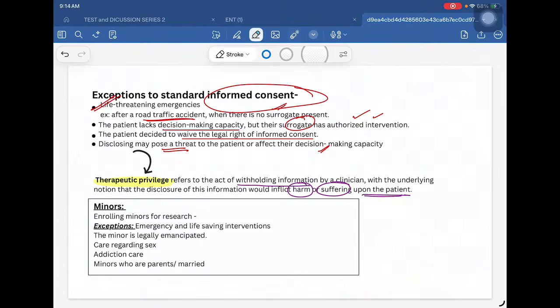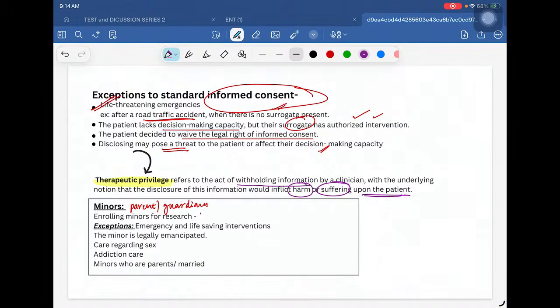Okay, now let's talk about minors. For minors, if you need to do anything, you're going to rely on the parent or guardian who will take the decision. For example, if you want to enroll a minor for research or any medical care, who will give the approval or who will give the consent? That would be the parent only. Okay, there are a few exceptions here also, wherein you can ignore the parent request, or you don't need to wait for the parent consent.